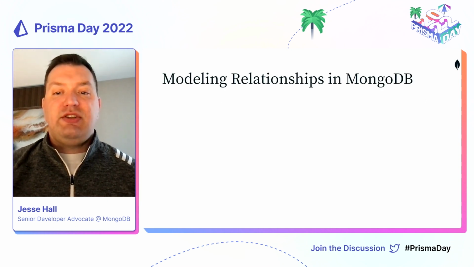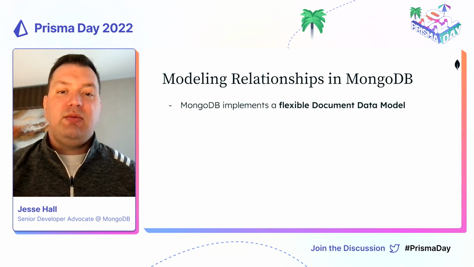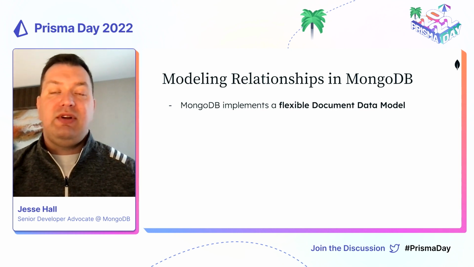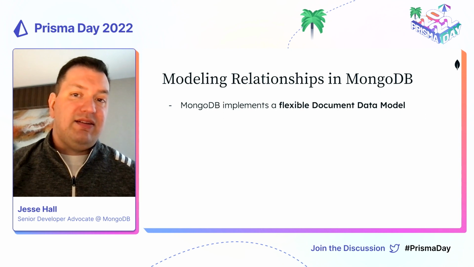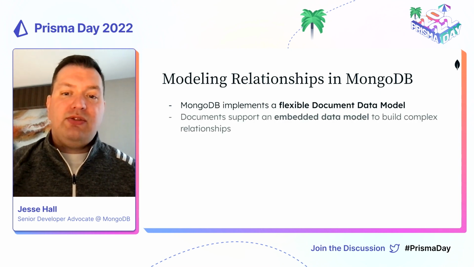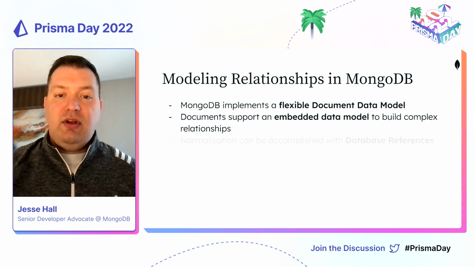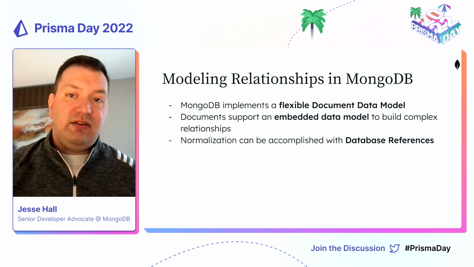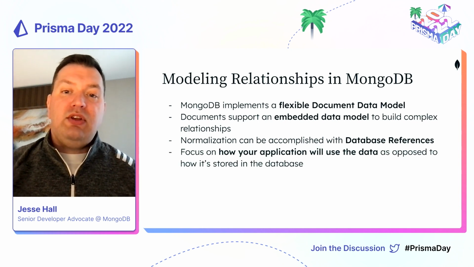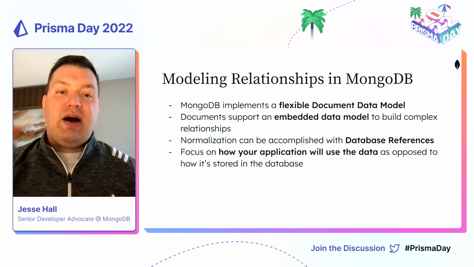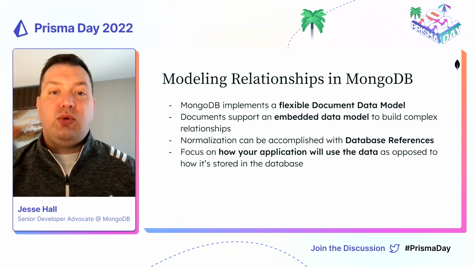How do we model relationships in MongoDB? A flexible data model means that one document to the next can look completely different in the same collection. And that's okay. It's called polymorphism, not schemaless. You can also store documents that have other documents nested or embedded. You can normalize data if that makes sense for your application through the use of references. And what you really want to focus on, though, is how your application is going to reference or use the data as opposed to how it's stored in the database.